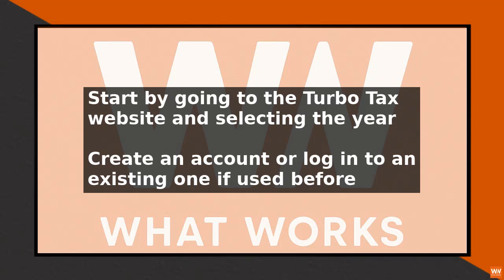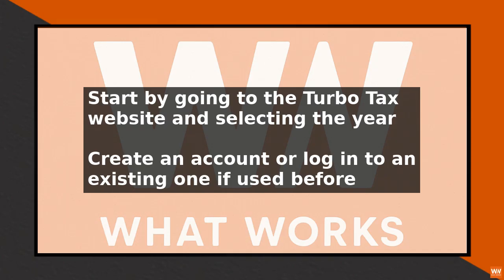To file a previous year's tax return on TurboTax, start by going to the TurboTax website and selecting the year you want to file for. You will need to create an account or log in to an existing one if you have used TurboTax before. Once you are logged in, click on the option to file a prior year return and select the tax year you want to file for.